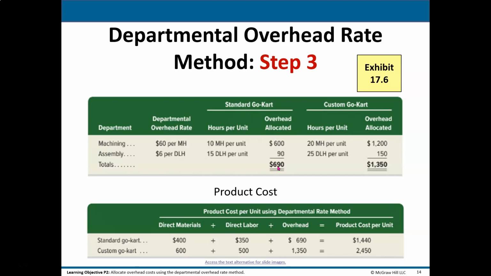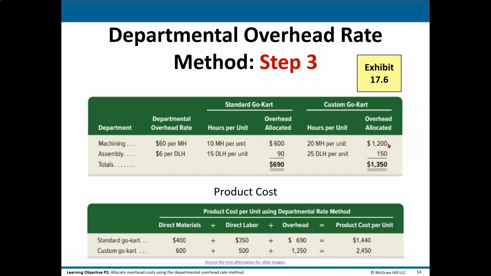Now, let's look at the custom go-kart. We're going to go through the same process here. We're going to figure out on a per unit basis how much overhead to assign from the machining department and then from the assembly department. So overhead, $60 per machine hour in the machining department times 20 machine hours per unit. So in the machining department, I'm going to assign $1,200 of overhead.